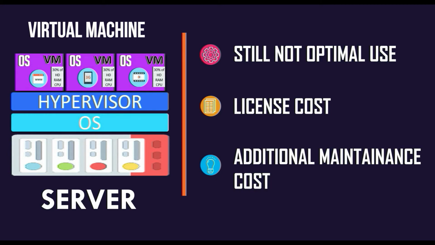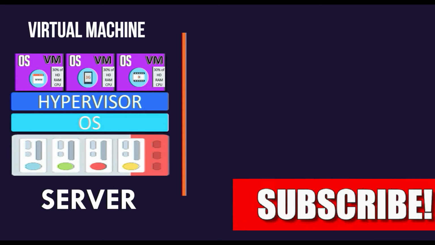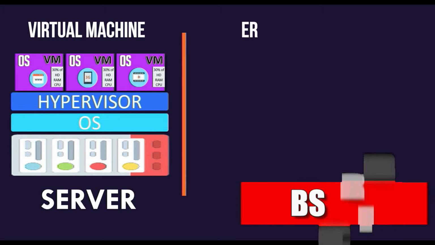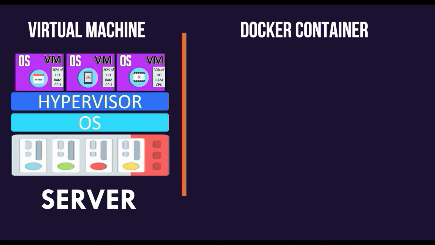So of course VM brings a lot of advantages compared to the world before VM, but we have seen that it still comes with lots of disadvantages when compared to optimal use of resources. Okay, enough. A lot has been said about the world before container. Now let's see how our Docker container works.